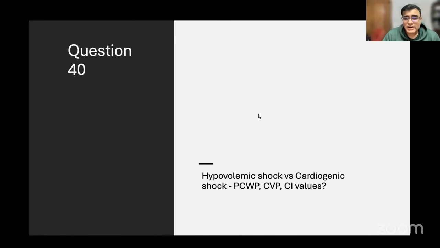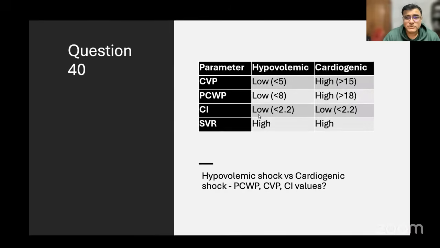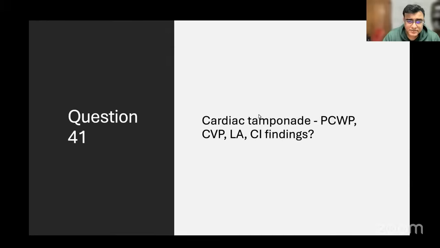Hypovolemic shock versus cardiogenic shock, with CVP, wedge pressure and CI values. I don't know what options were given. CVP in hypovolemic shock will be low, in cardiogenic it will be high. Pulmonary capillary wedge pressure will be low in hypovolemic, high in cardiogenic. Cardiac index will be low in hypovolemic, or can be high also, and low in cardiogenic. SVR will be high in both hypovolemic and cardiogenic shock. So that was that.